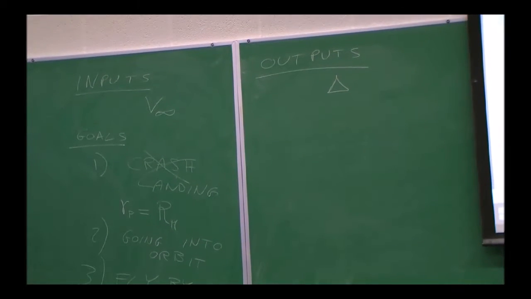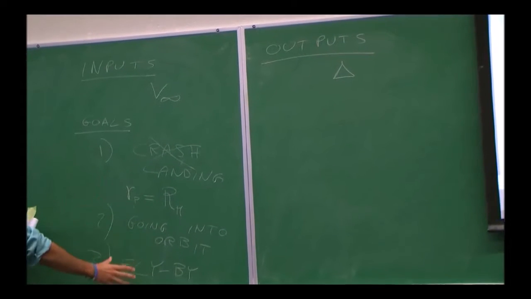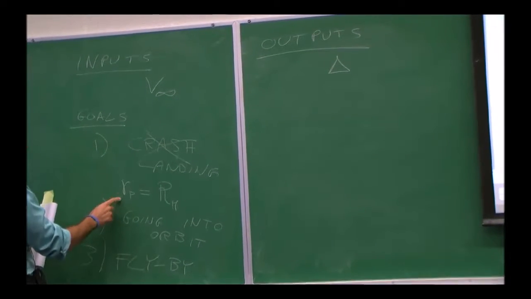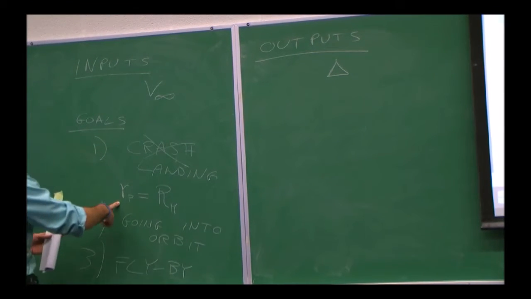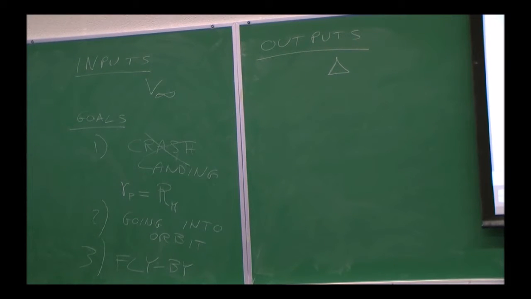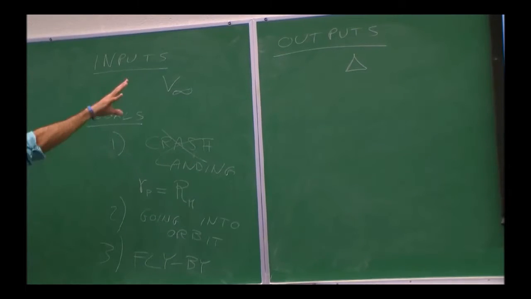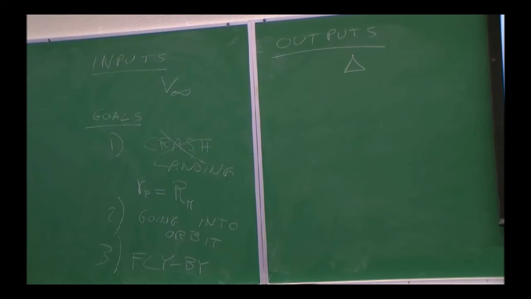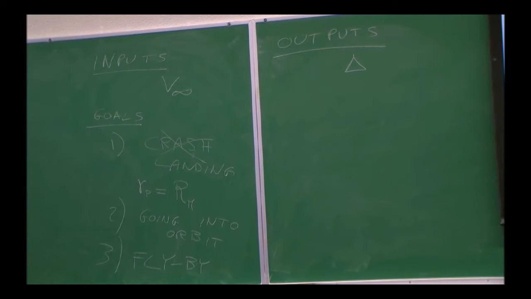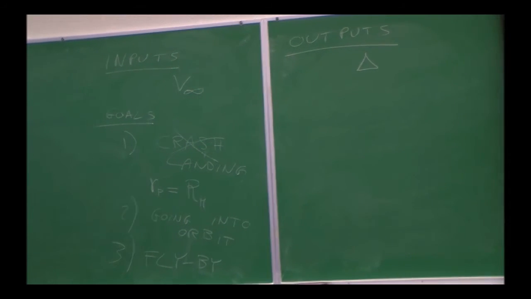V infinity is given to you. RP, or doing a flyby, but even the flyby will have to have a specific RP. It's given to you. So the only thing you can play with is delta. So we're going to write the formulas to get from these known things to the actual value of delta that you have to select. And I'm not going to dig into the details because it's all expressions that you have seen in Keplerian orbits and you can figure them out.